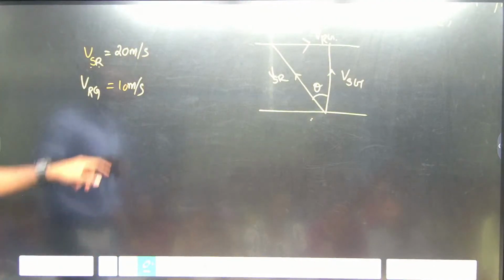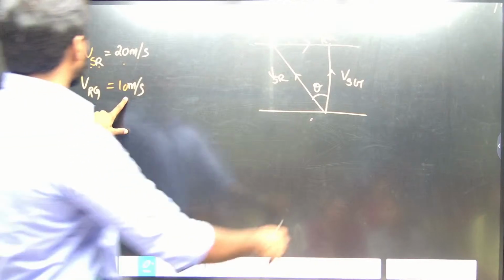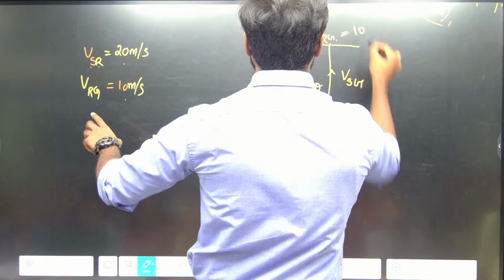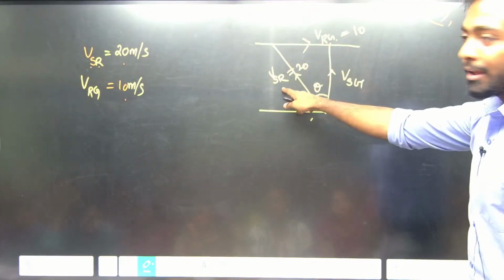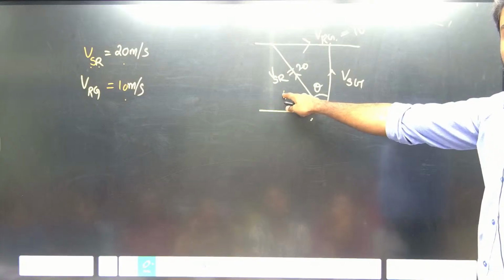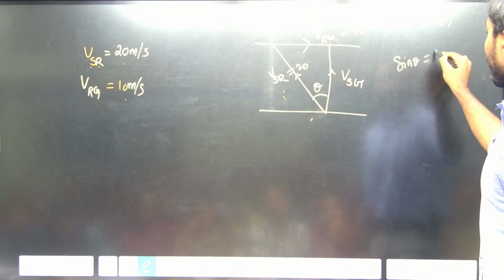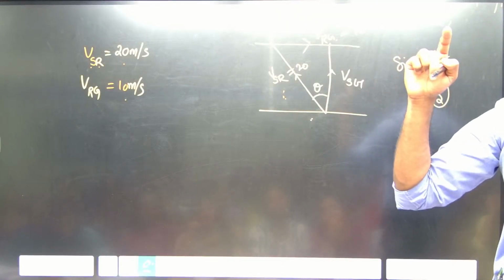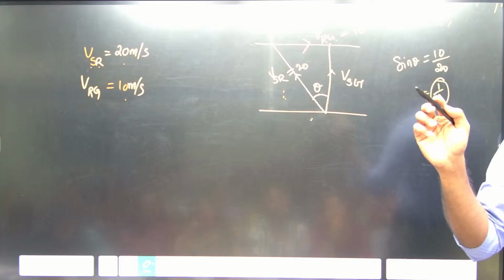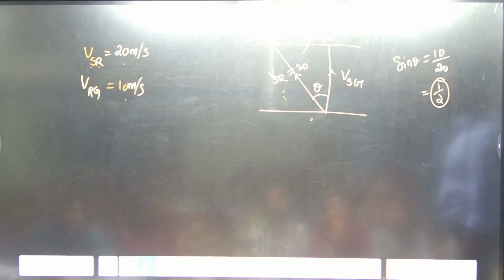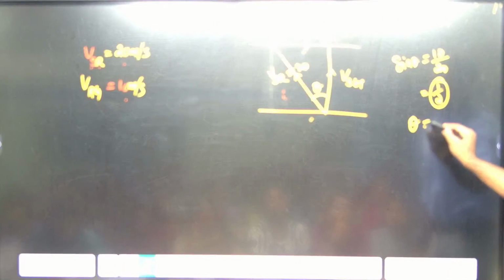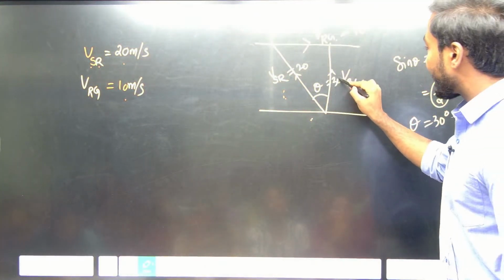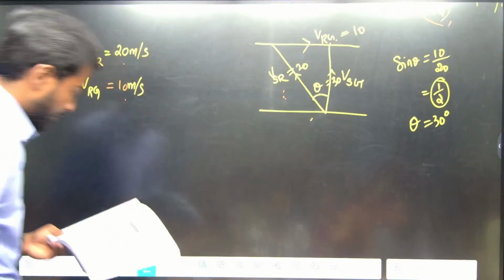They have given 20 and they have given 10. Which one is 20? This is 20 and this is 10. So obviously opposite by hypotenuse. Sin theta will be equals to 10 by 20, 1 by 2. Where 1 by 2 is coming? Theta will be equals to 30 degree. So 30 degree is the angle and still question is not completed.